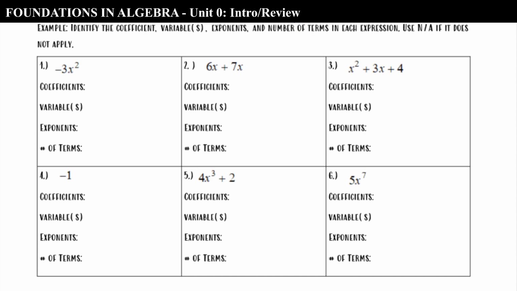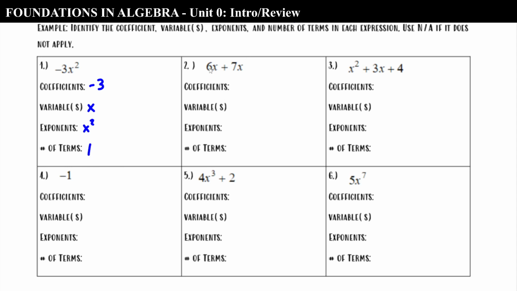Let's first identify the coefficient for negative 3x squared. The coefficient is negative 3. Our variable is x. Our exponent is squared, so we've got an x squared. And then the number of terms, we've got only the 1.